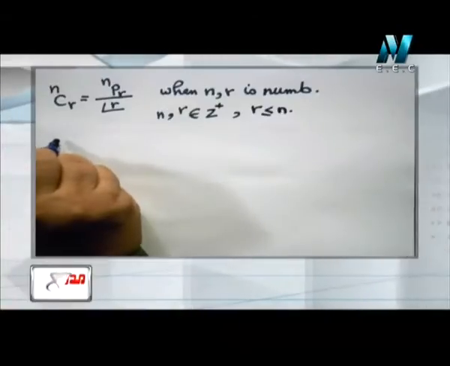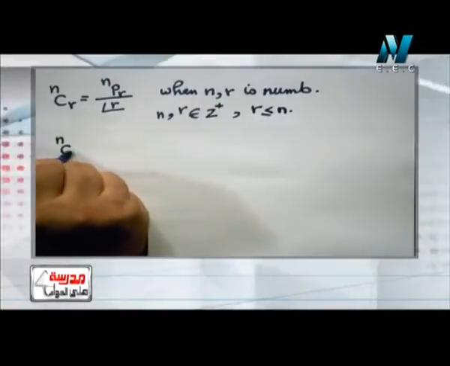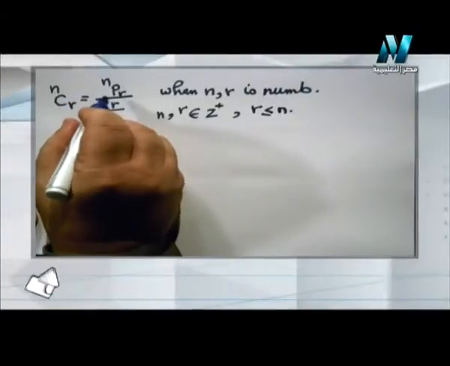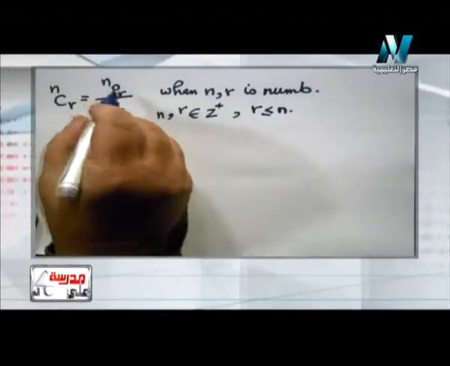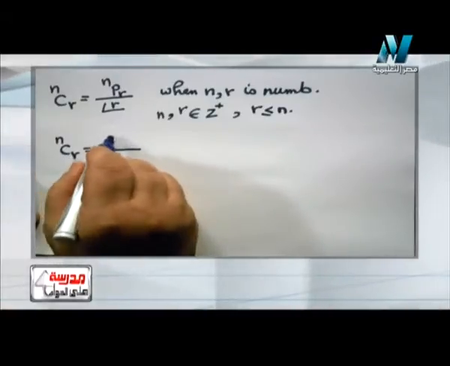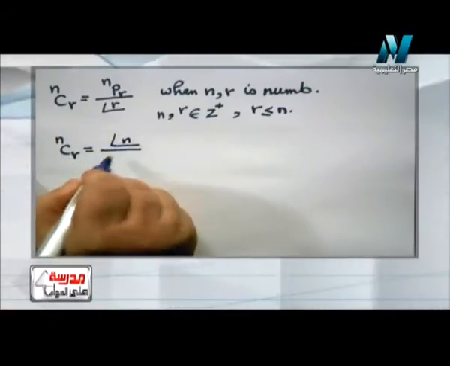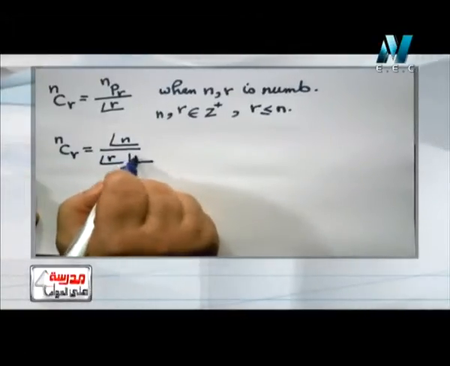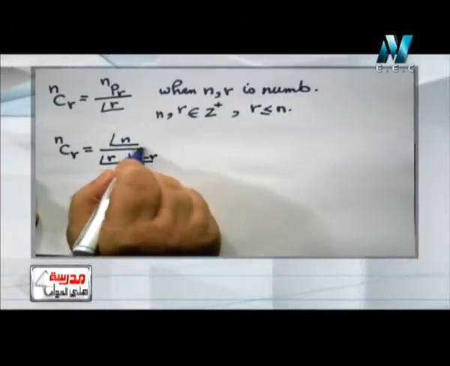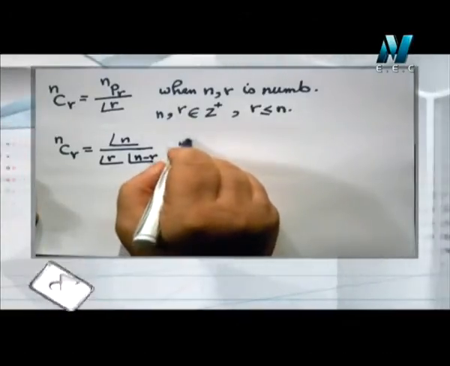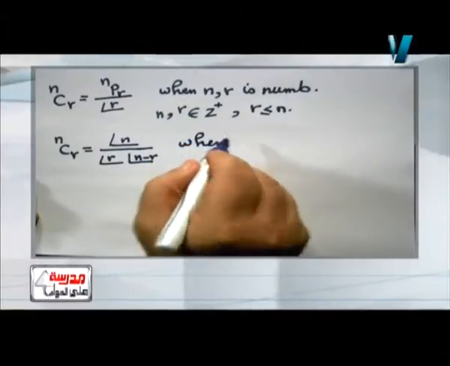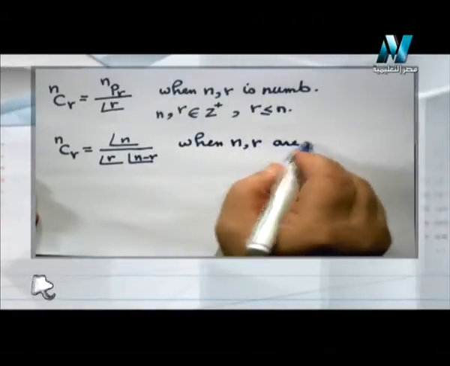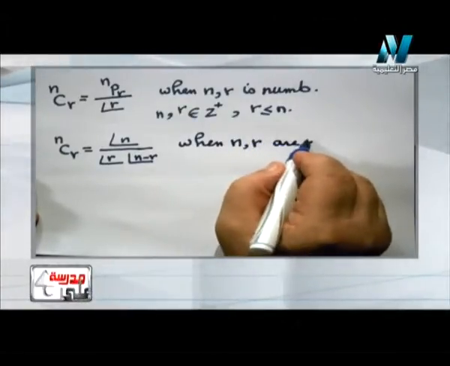Number 2, we know that nPr is factorial n over factorial n minus r, then nCr equals factorial n over factorial r multiply factorial n minus r. This law is used when n and r are simple numbers.